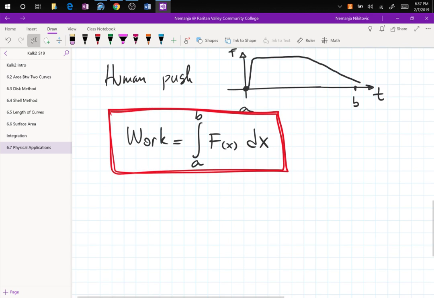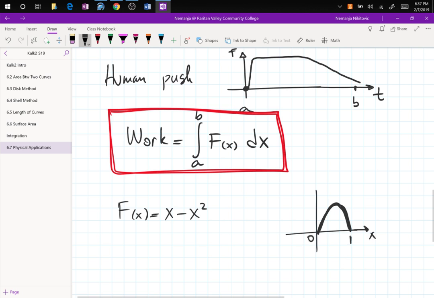So let's think of an example, right? Say your force is given as x minus x squared. If the force is given this way, this is your f of x, variable force. What do we have here? One of the intercepts, if you factor out x, you get x times (1 minus x) equals 0, x is equal to 1, so 0 and 1. So this is a downward opening parabola, 0 and 1 for the force.